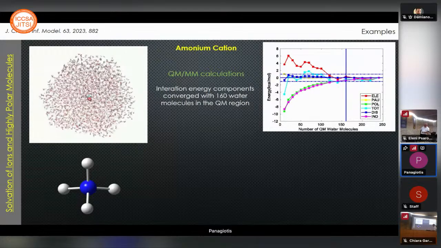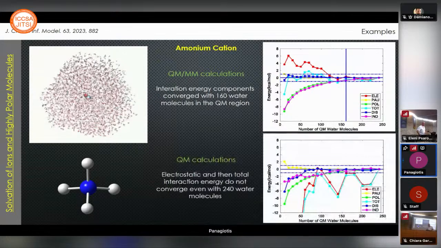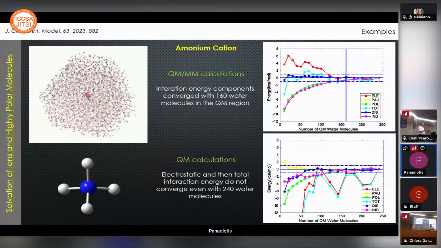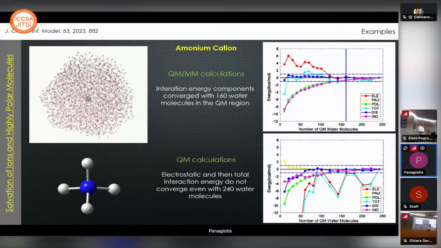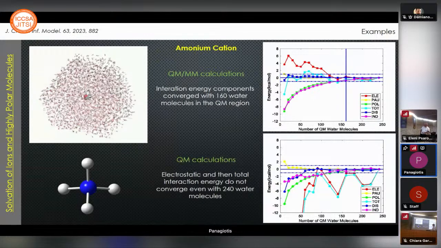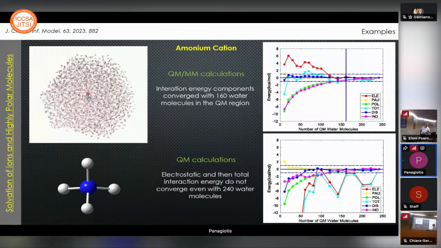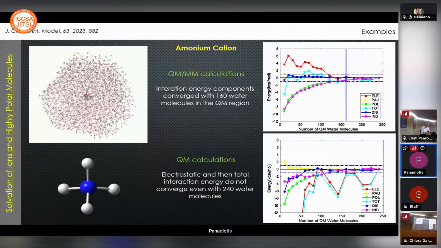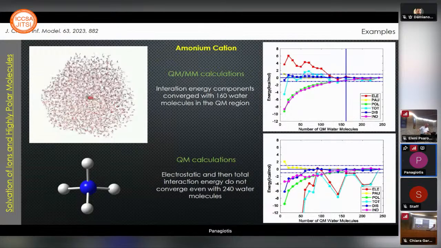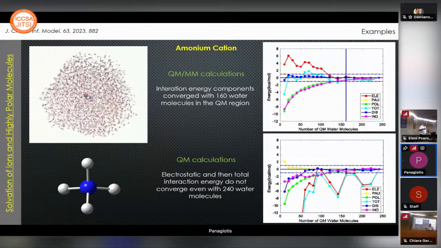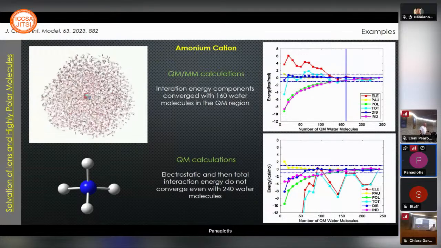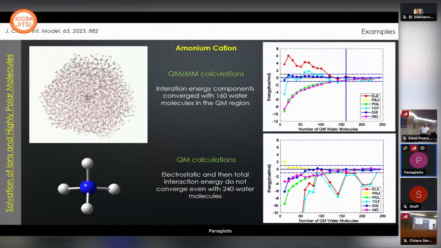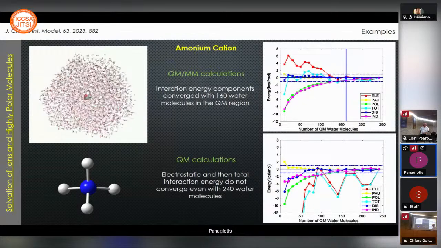Well, for the sake of comparison, we also performed the same analysis, but for pure QM calculations, removing the classical region. And as you can see, the electrostatic energy and the total interaction energy, the red line and the blue line here, are far from converged, even for a QM region including 240 water molecules. So it's very important to include the classical region to investigate the interactions in this kind of system.